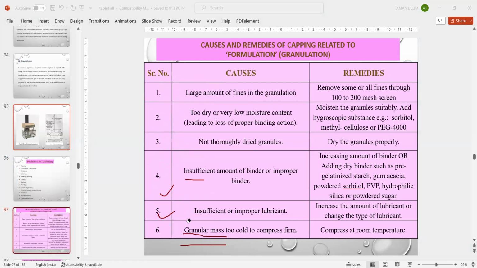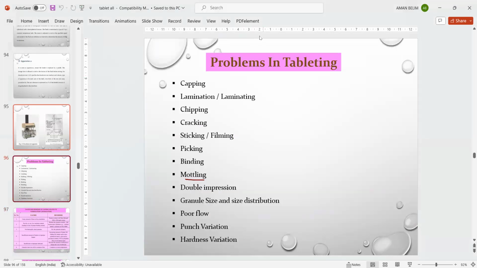The first one is the problems for capping and lamination. So first, can you tell me what are the problems for capping? Why does capping occur? First, type your answer in the chat box, and then we will see the problems and their remedies. Air entrapment, yes, air entrapment, and one more. Too many fines, yes, very good, Vivek.